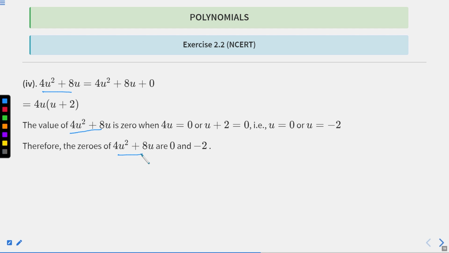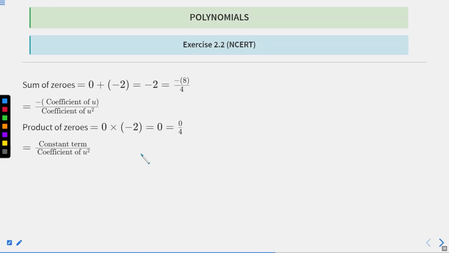Okay, so now sum of its zeros is equal to 0 plus minus 2, and this is equal to minus 2. And you can write this is equal to minus 8 upon 4. And here the coefficient of u is 8 and the coefficient of u square is 4. Okay, so here minus 8 upon 4 is basically minus coefficient of u divided by coefficient of u square.